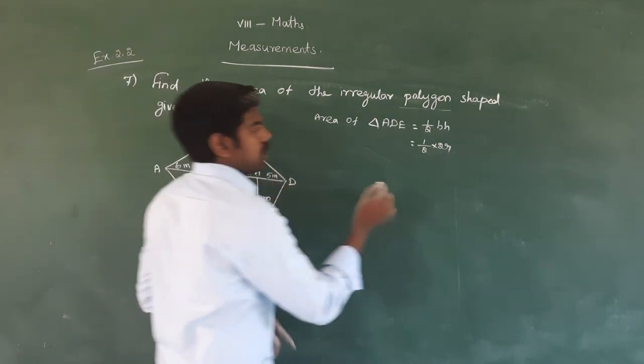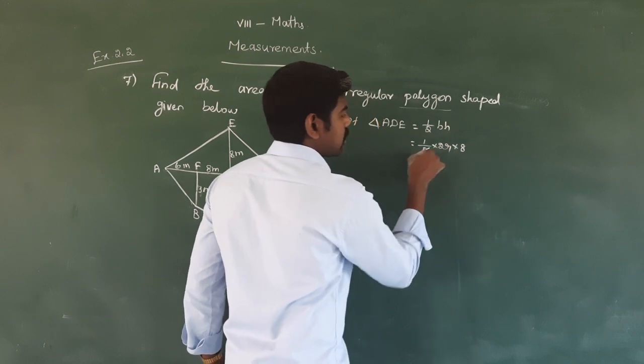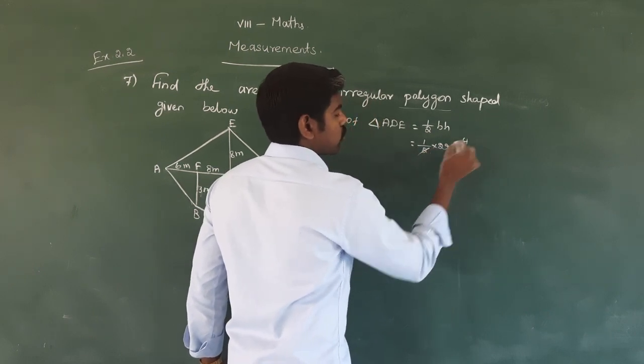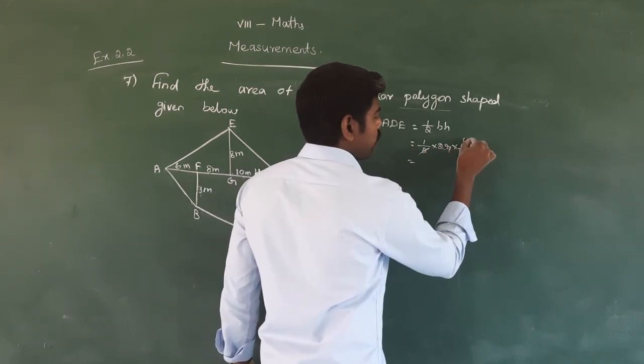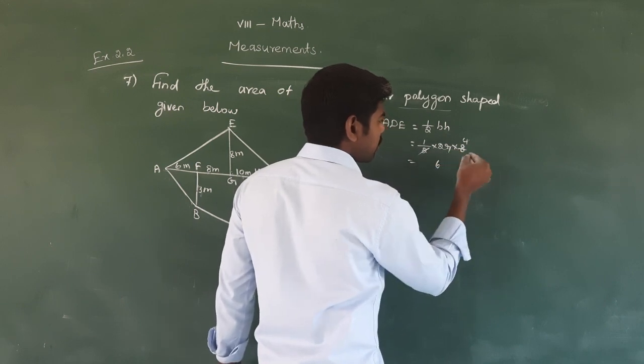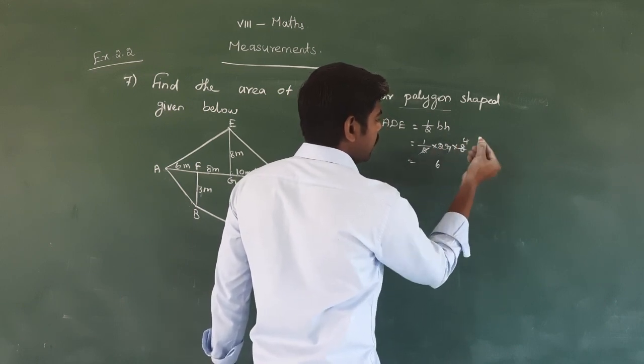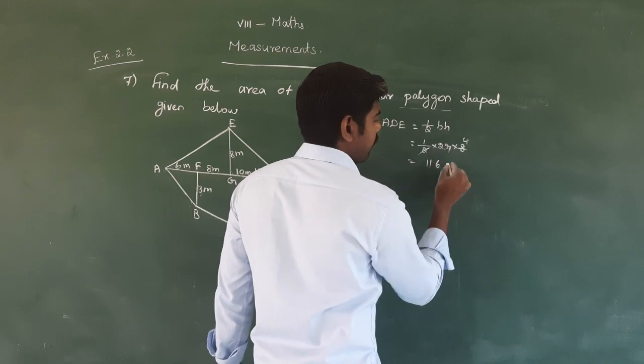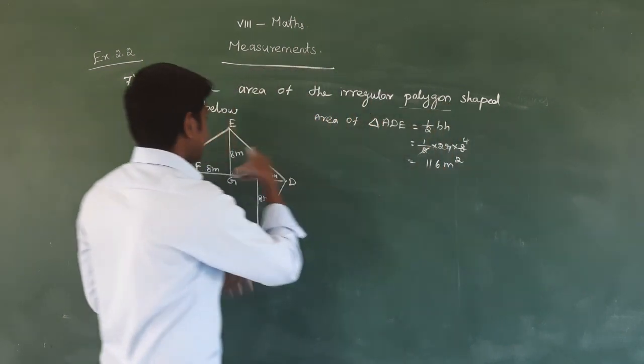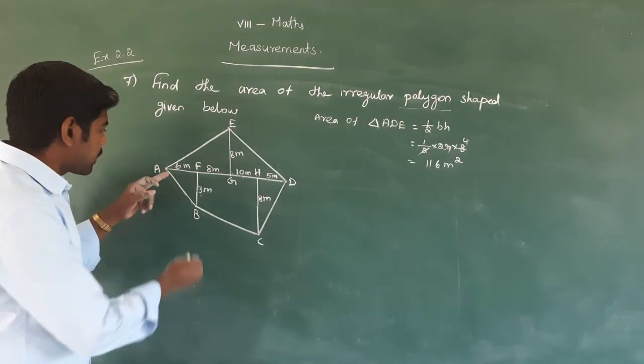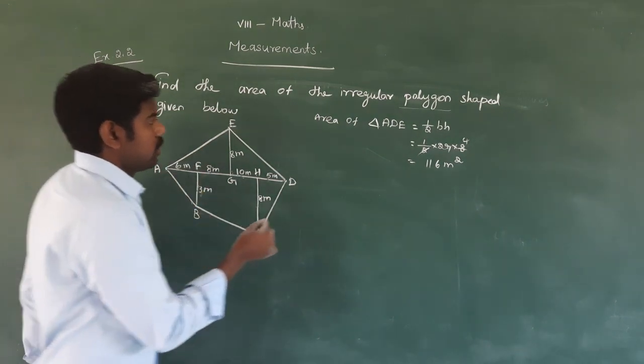Total height is 8 meters. So multiply 8. Cancel using the 4 table. 29 multiplied 4 is, 9 4s are 36, remain 3. 2 4s are 8, 8 plus 3 is 11. 116 meters square. So one triangle is over. Next, find another triangle, ABF.